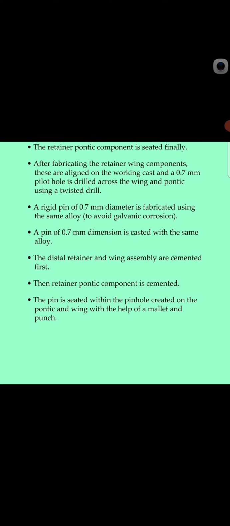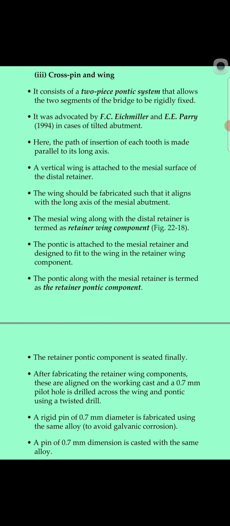Now today our connector topic is complete. We already discussed about connector definition, requirements and its type, rigid and non-rigid. And then in rigid there is a cast, there is the soldered and welded, and in non-rigid there is a key and keyway, and next is the split pontic, and last is the cross pin and wing. Now today our topic is complete.